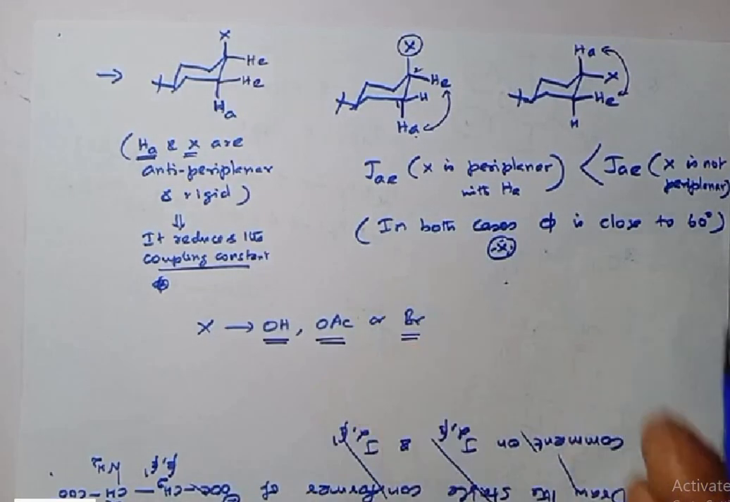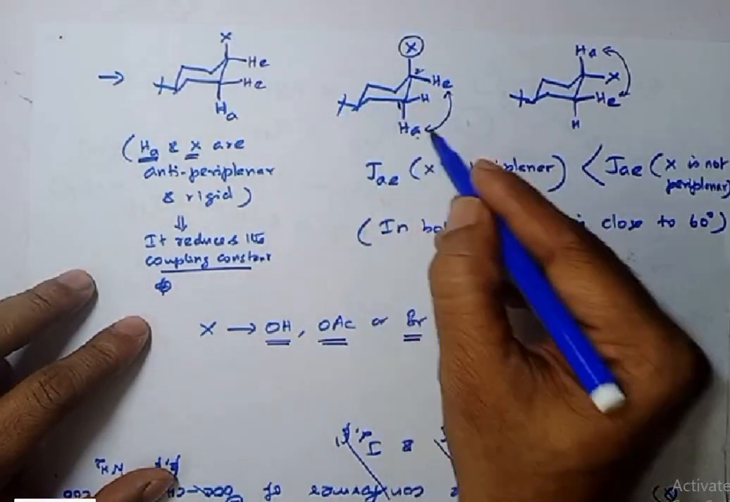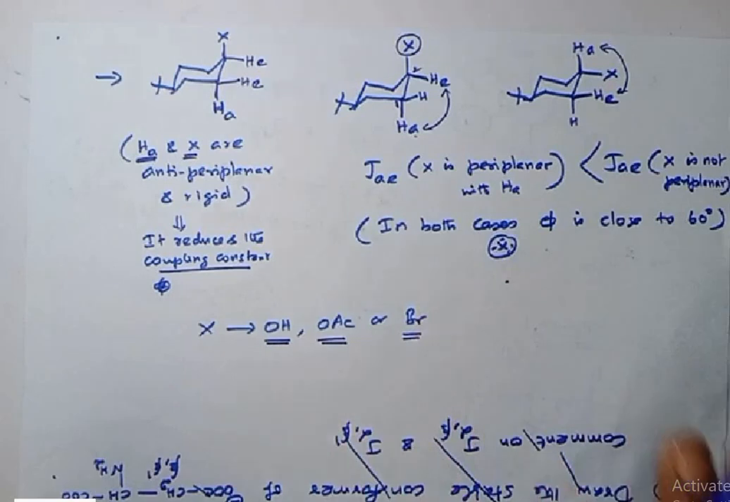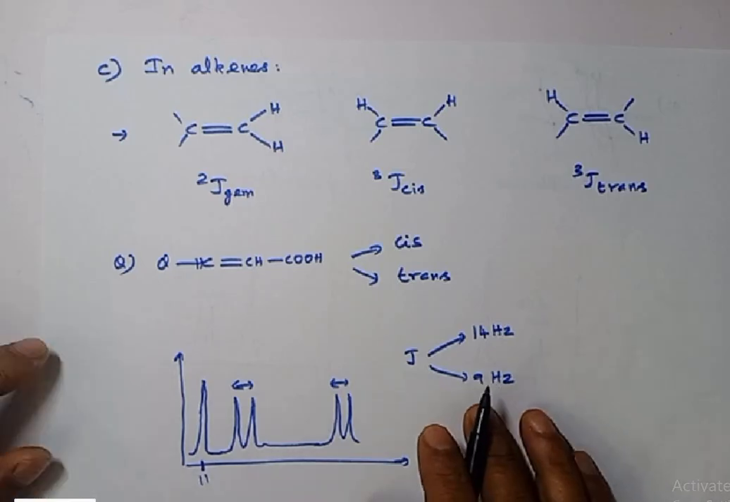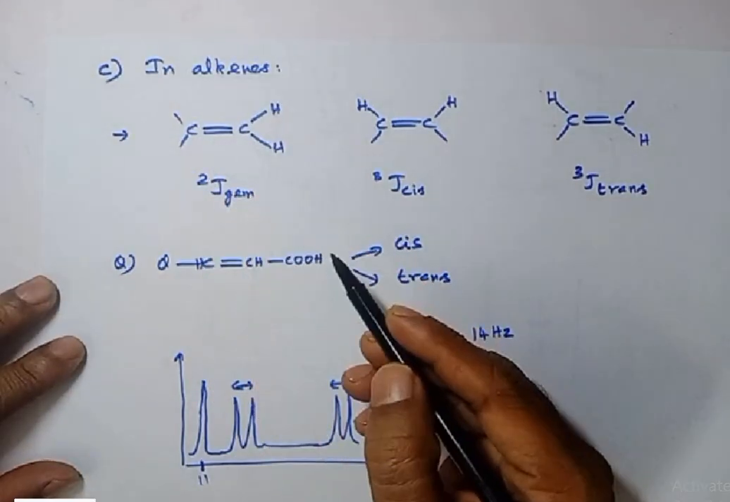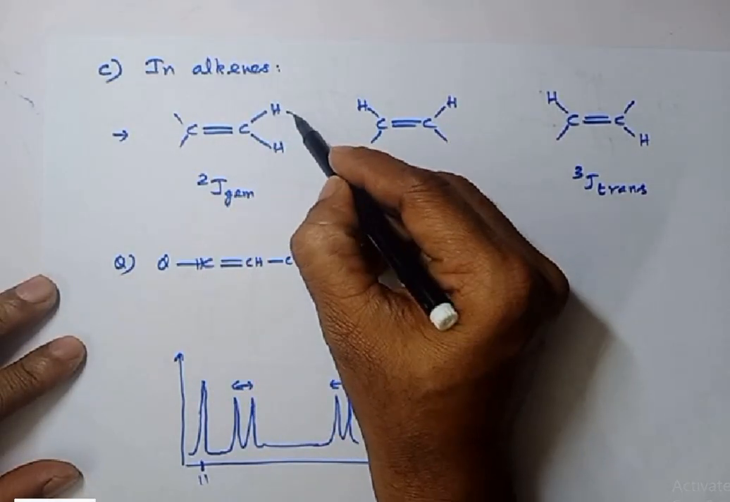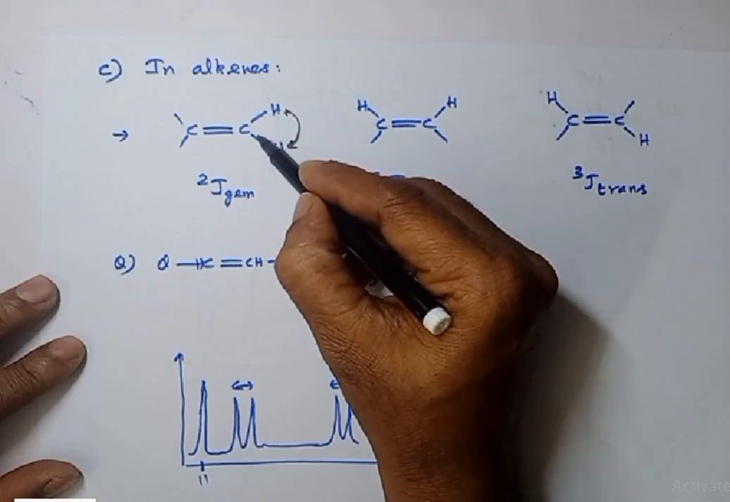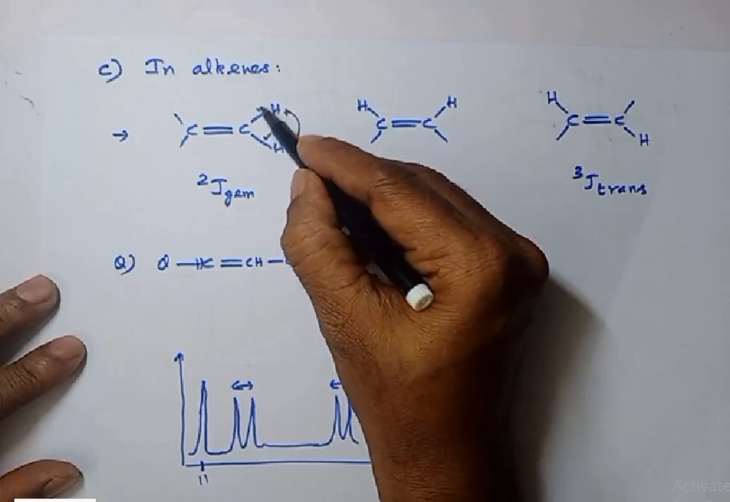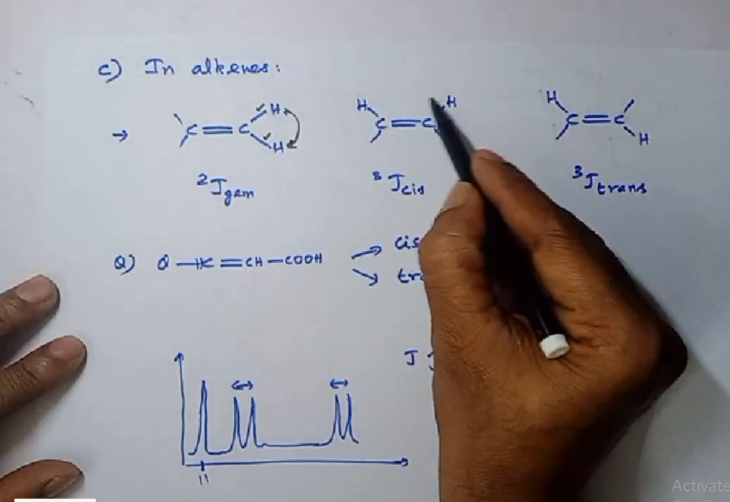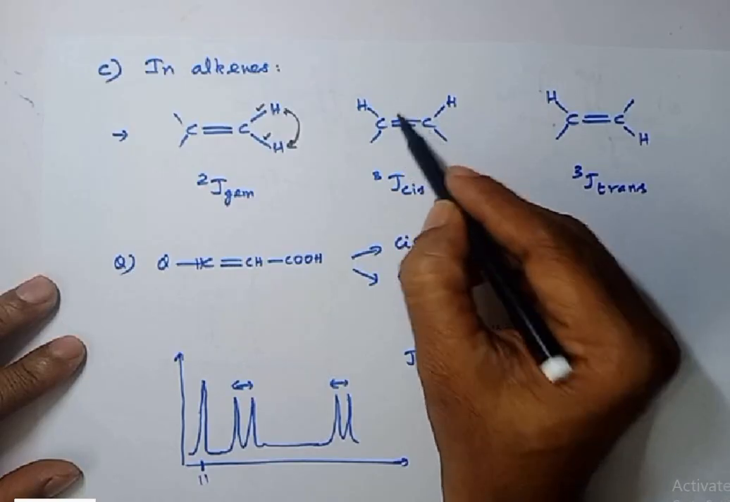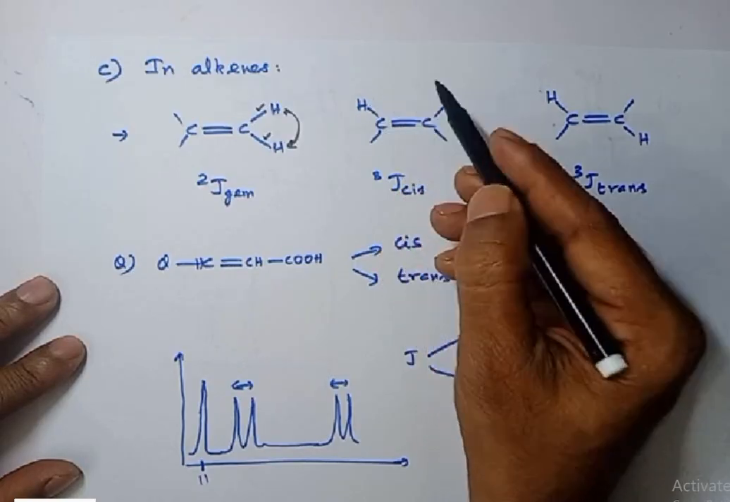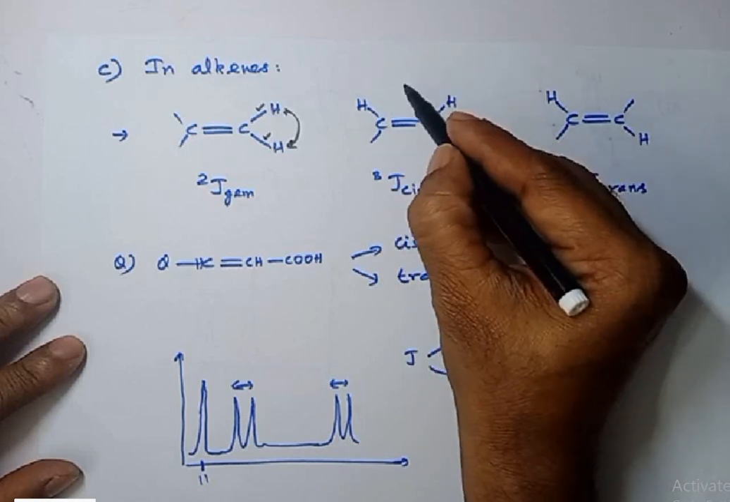Take it, this is a very important one. And what will be the expected value? Listen, let me give one example so that it will be clear. The next topic is coupling constants in alkenes. Observe this carefully. In alkenes, we may have geminal coupling. Between the two hydrogens we have two bonds, 1, 2, so it is called geminal coupling. Between these two we have three bonds, here one, here one, here one. So it is vicinal coupling, but the two hydrogens are on the same side, so it is called cis coupling.